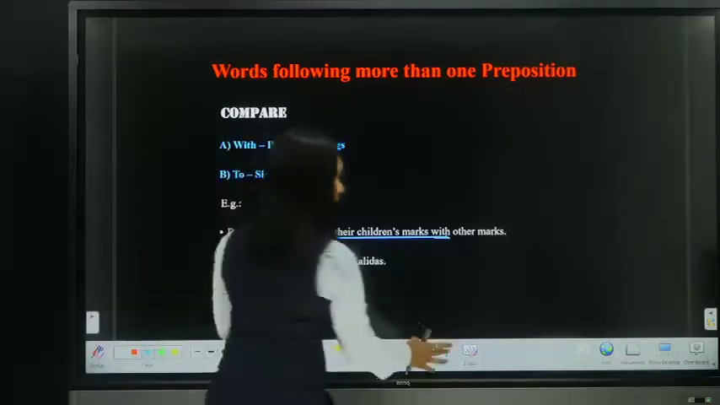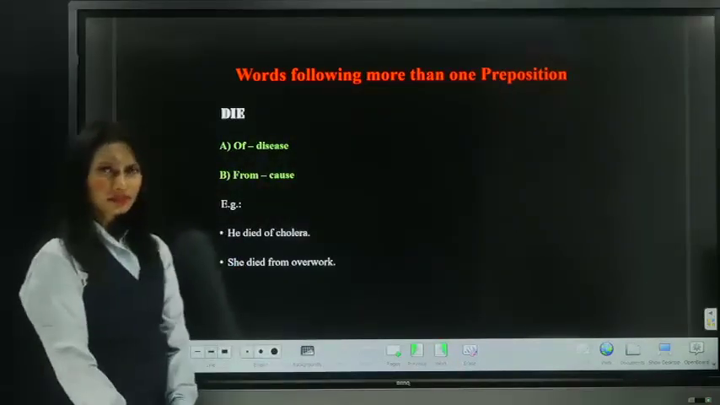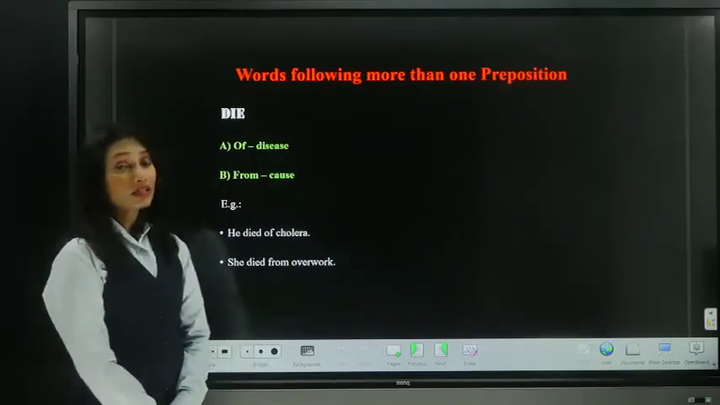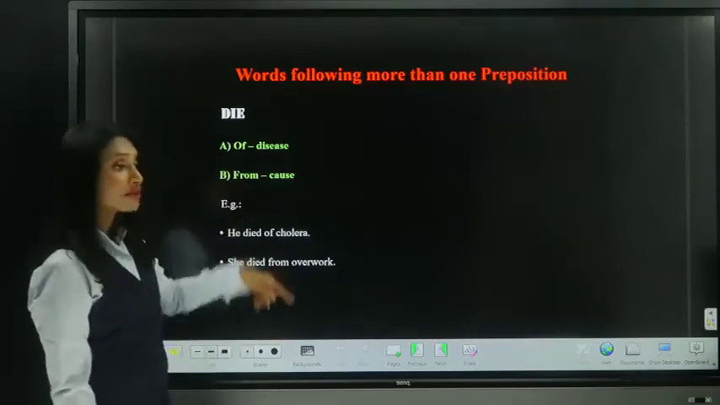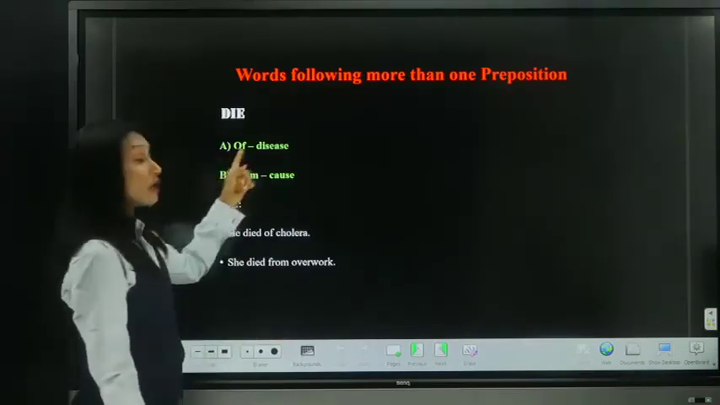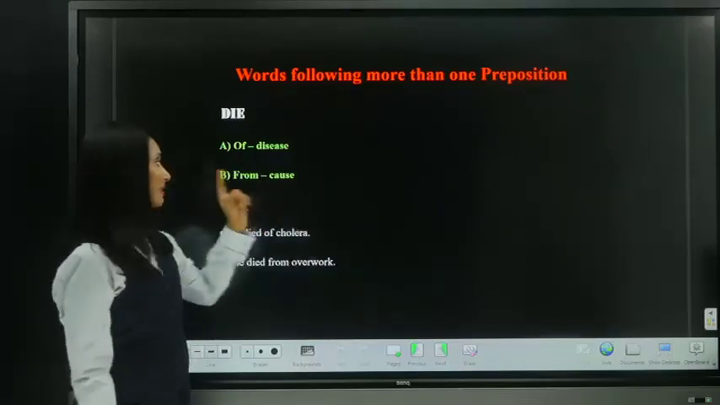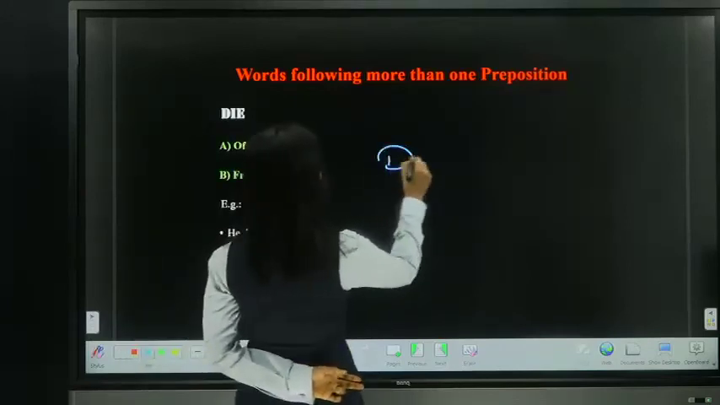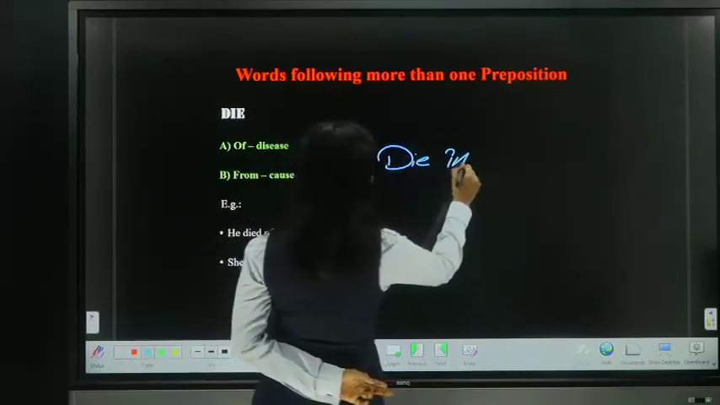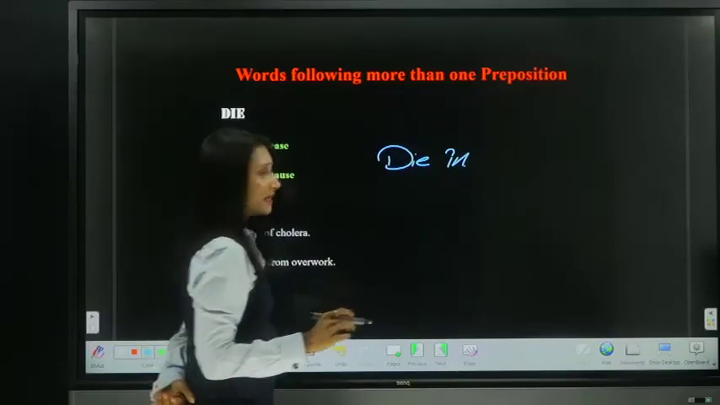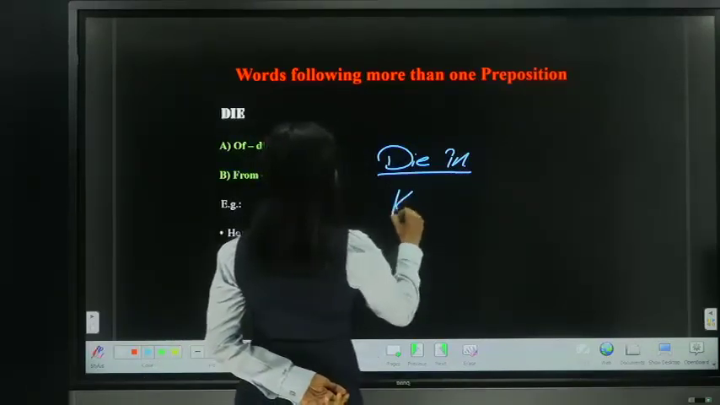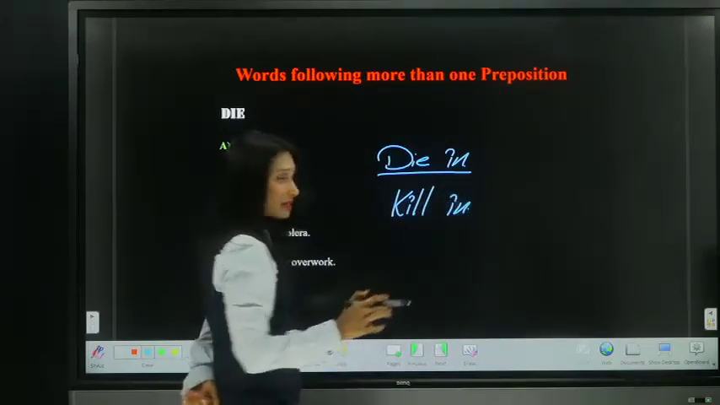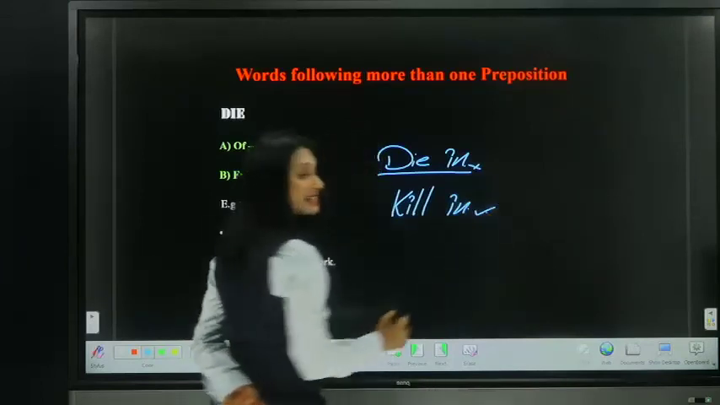Now, moving on to the next one, die. This is also often used inappropriately, but look at this. Die is followed by two prepositions, die of, die from. Die of disease, die from cause. And people often use die in, but it is informal. It is not the correct one. It's better to use killed in. Died in an accident? No, it is informal. So it's better to use killed in an accident.